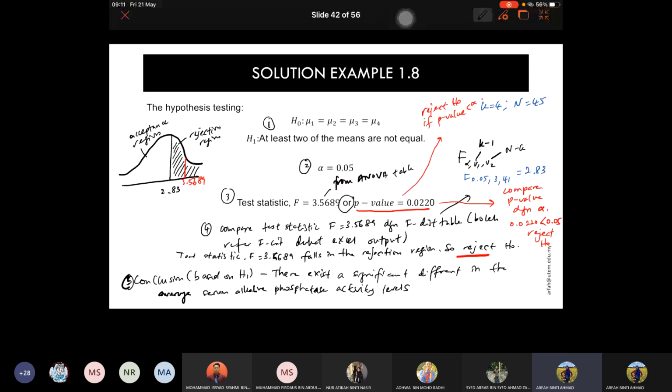There exists a significant difference in at least 2 of the groups. So maksudnya ada yang berbeza, 4 groups. Atau boleh juga refer dekat slide tu. The average serum alkaline phosphate activity level for the 4 drug groups are different. Or there exists a significant difference in the average of serum alkaline phosphate activity levels in at least 2 of the groups tested in the study. So siapa nak salin boleh salin.